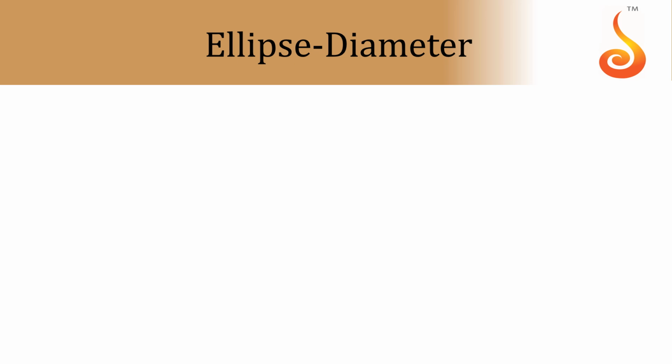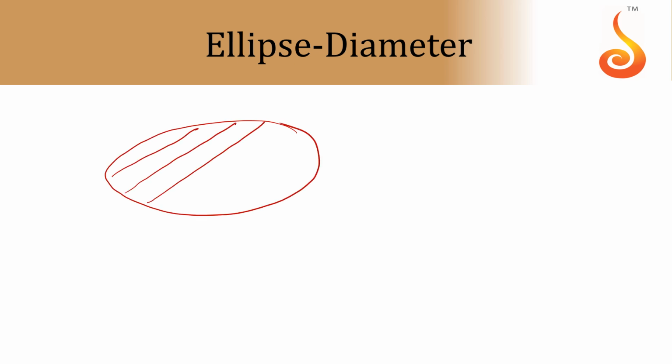Let us see the diameter. Suppose an ellipse is there. You take any one chord and take its parallel chords. The locus of the midpoints of parallel chords is called the diameter. All the diameters are concurrent in this ellipse, and the point of concurrency is called the center of the ellipse. That is about the diameter.